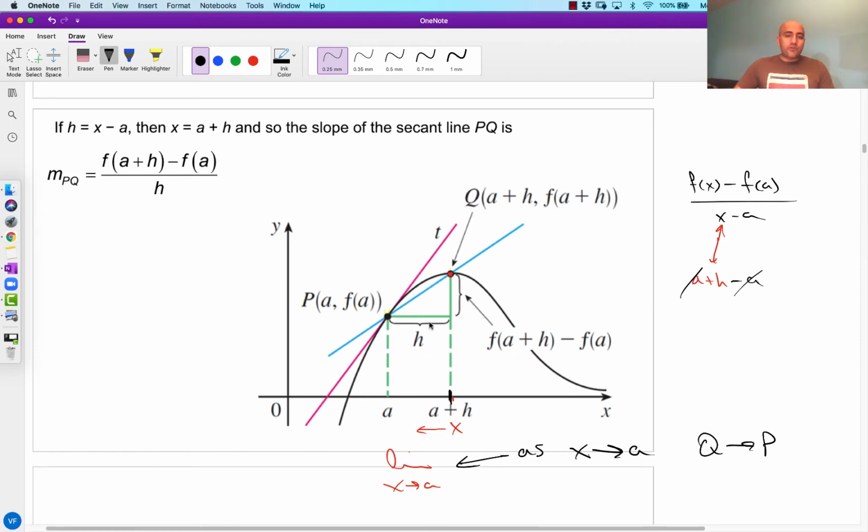Now that we introduced this new notational style, we're not going to say let x get closer to a. Instead, what we're going to do is think about letting h go to 0.